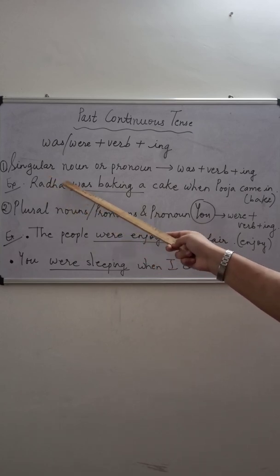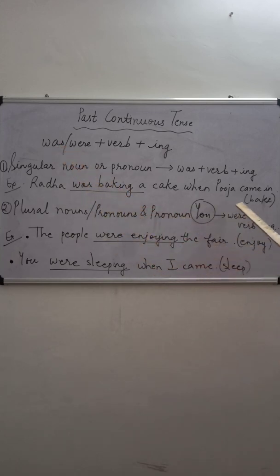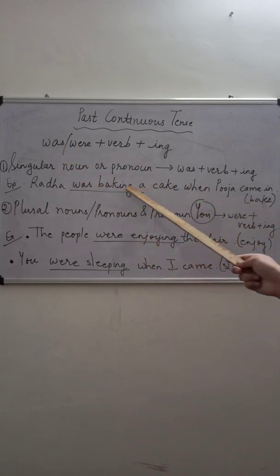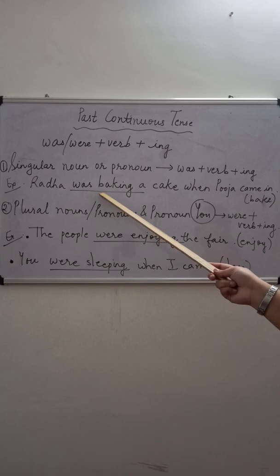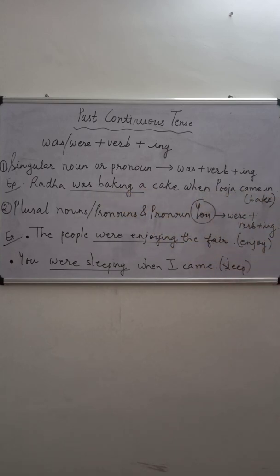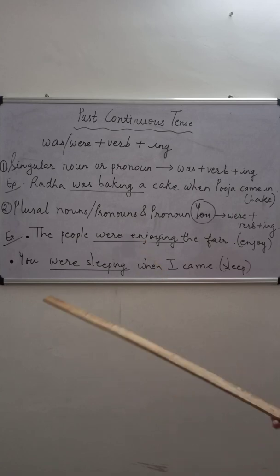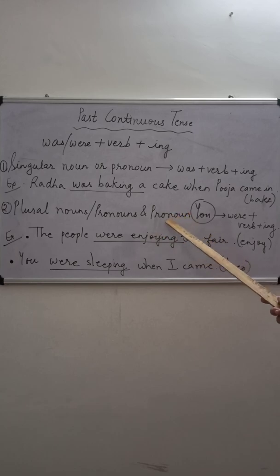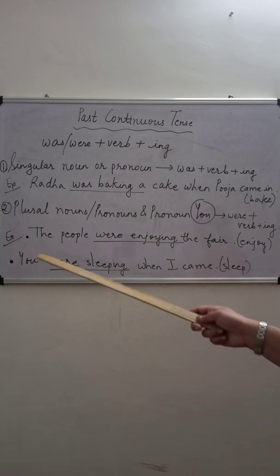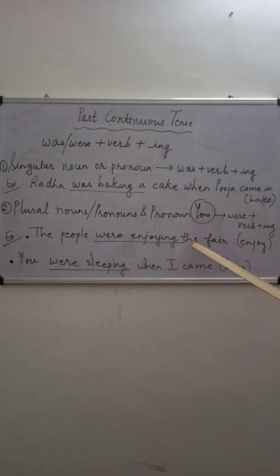So we know that we will use was. And we will use the ing form of the verb. So bake becomes baking. So in the past continuous tense, the sentence becomes Radha was baking a cake when Pooja came in. Now the second case, in case of plural nouns or pronouns and with the pronoun you, we use were plus the ing form of the verb in the past continuous tense. For example, first one, the people enjoy the fair.